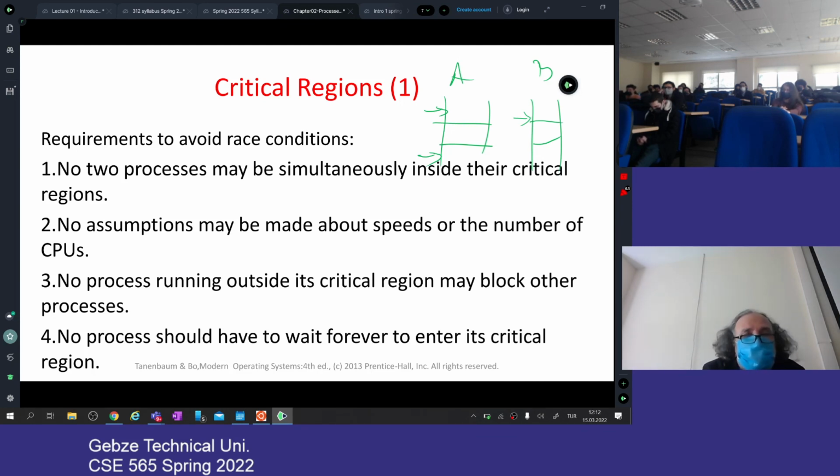So we are going to see cases where some of these rules are violated, and we are going to try to handle these cases one by one. Any questions so far? Okay, let me move on.